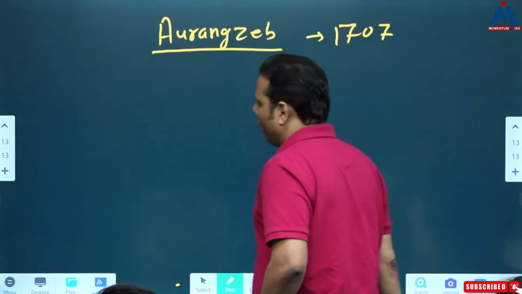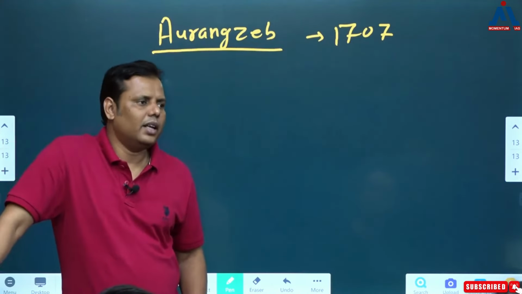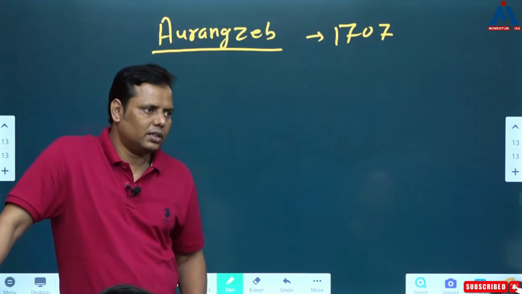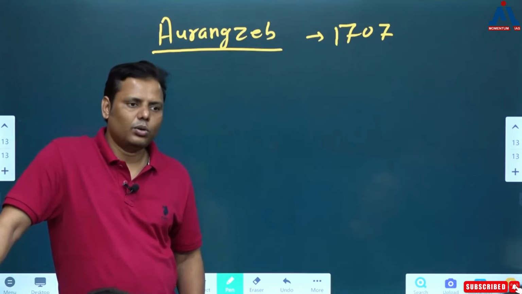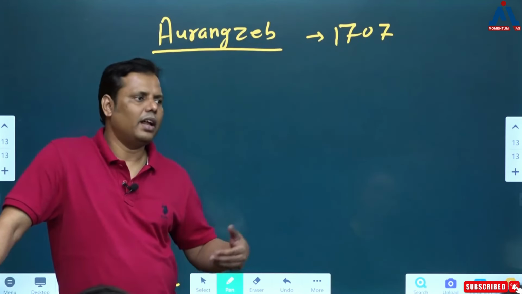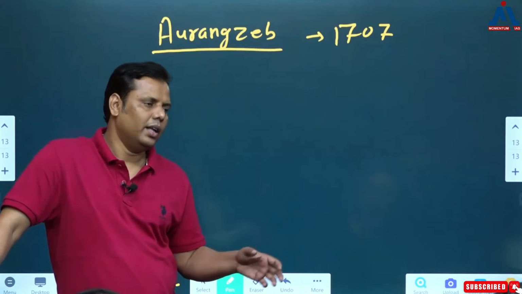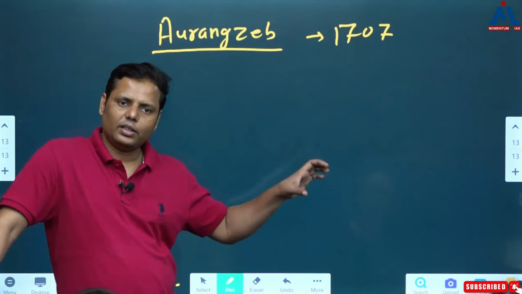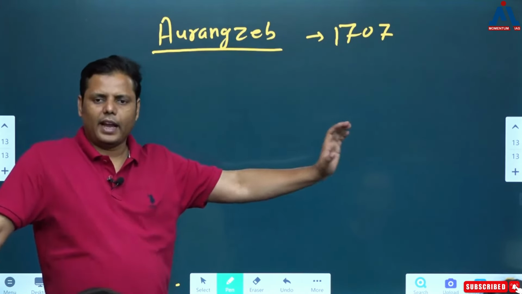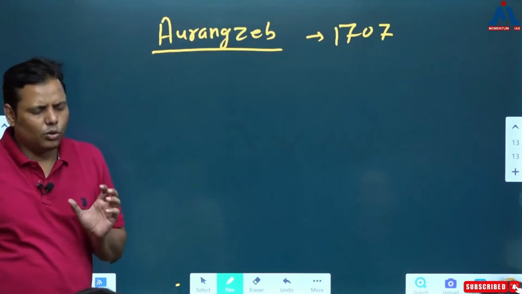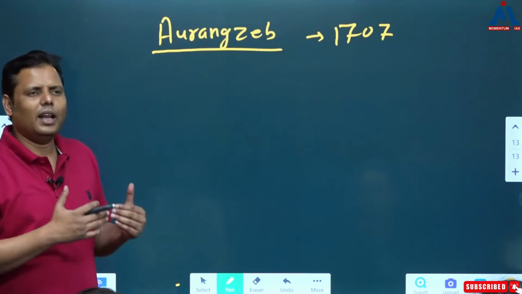1707. Aurangzeb's death was followed by many other Mughal rulers. Immediately after Aurangzeb, Bahadur Shah I is coming. Then he was followed by Jahandar Shah. Then Farrukh Siyar. After Farrukh Siyar, you can find Rafi-ud-Darajat, Rafi-ud-Daula, and then Muhammad Shah Rangila. So within 1707 to 1748, so many rulers are coming, and nobody was very capable. Every ruler except a few was very weak.